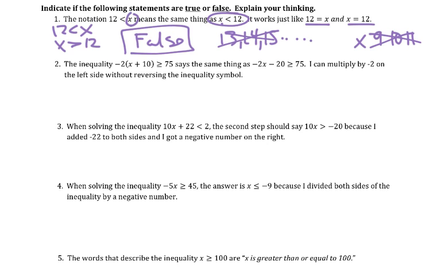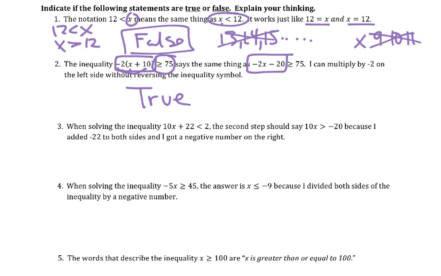2. The inequality negative 2 times x plus 10 is greater than or equal to 75 says the same thing as negative 2x minus 20 is greater than or equal to 75. I can multiply by negative 2 on the left side without reversing the inequality symbol. Okay, so think about that when we distribute. Does that affect this part? Does that affect our answer? It changes it, it simplifies it, but it doesn't affect it. So that is true.